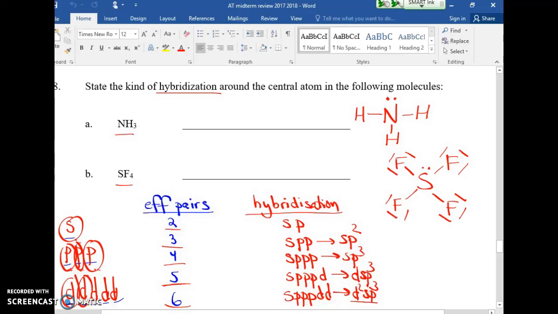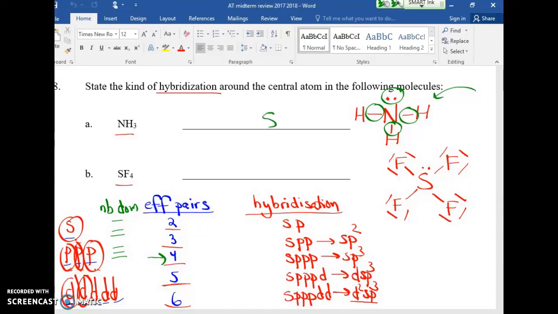Now, due to time, I can't show you how I came up with these molecules, but this is what the molecule for NH3 looks like. An effective pair can be either what we call a non-bonding domain, or it could be a single bond, a double bond, or a triple bond. So if we look at NH3, I have one non-bonding domain, and a single bond, a single bond, a single bond. That means a total of 4 effective pairs, which means that NH3 is sp3 hybridized.